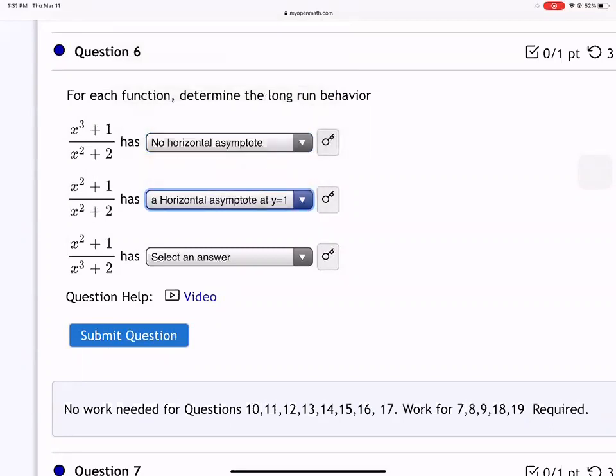And the third one, if the bottom is bigger, we always go to 0. No matter what, if the bottom exponent is bigger, as x gets larger, it kills the top. It's almost like the younger brother. If you have a younger brother that's taller than you, eventually you're going to lose at a fight.